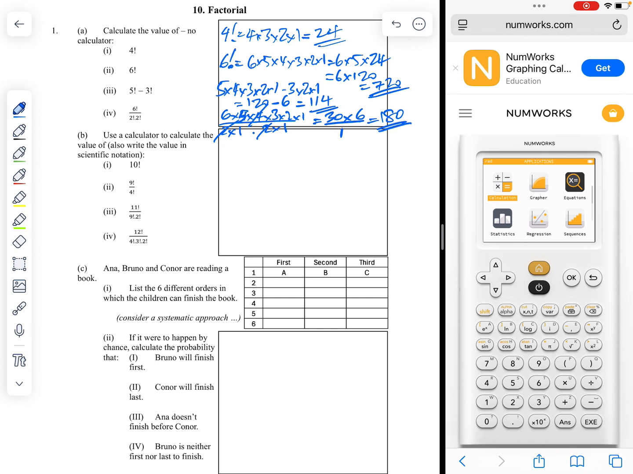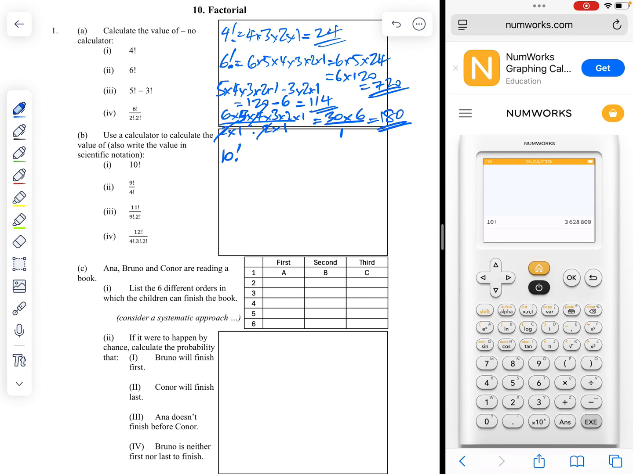B, use a calculator to calculate the value of the following, and we're also going to write them in scientific notation. So 10 factorial, we need the calculation, press OK, then 10. Now if we go to the toolbox, then if we come down, we're looking for probability, go across to the right. We want this combinatorics, OK. And then we can see n factorial.